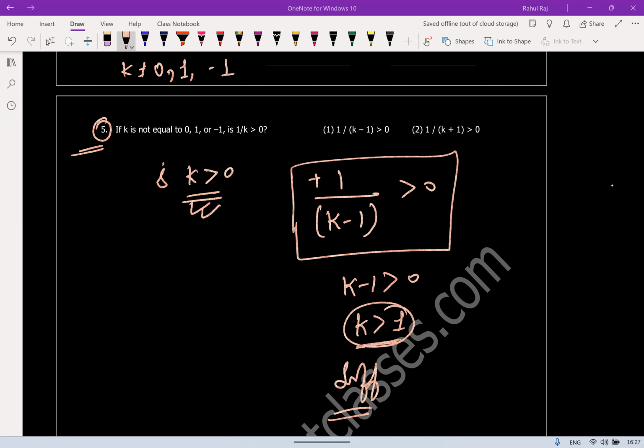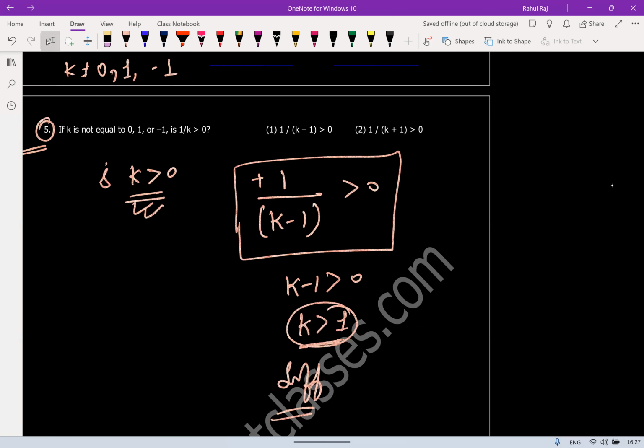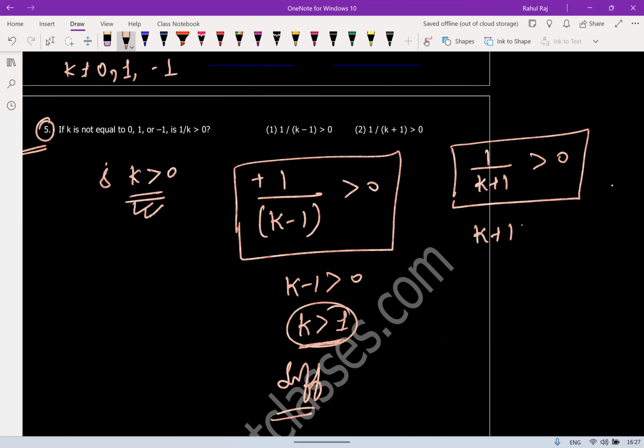Perfect. Now, exactly the way you respected statement number 1, in the same way you respect statement number 2 also, because it is given to you: 1 over k plus 1 is greater than 0. This is given to you in statement number 2. So this information is 100% true. You are not supposed to doubt it. All I'm trying to figure out, 1 over k plus 1 will be greater than 0 when? When k plus 1 is greater than 0. That is, k is greater than negative 1.